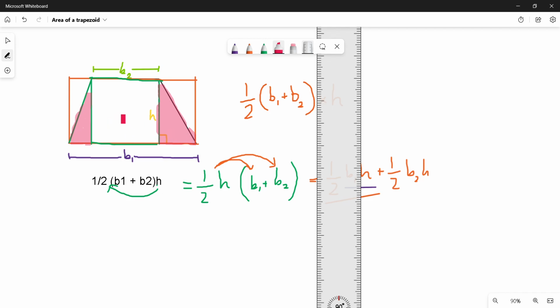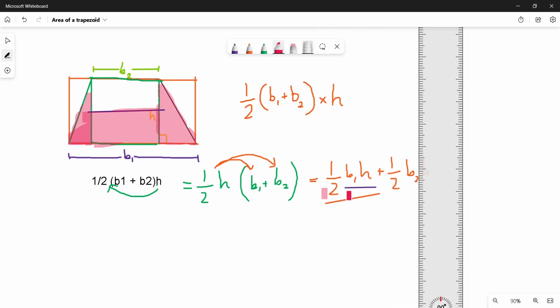Now let's divide this rectangle with area equal to base 2 into h into two parts. We can divide it diagonally, but that's not necessary. So we will divide it with a horizontal line. So we finally figured out what half of base 1 times height means. That is this area right here that I have colored. The only part of the trapezoid which is left is this part.